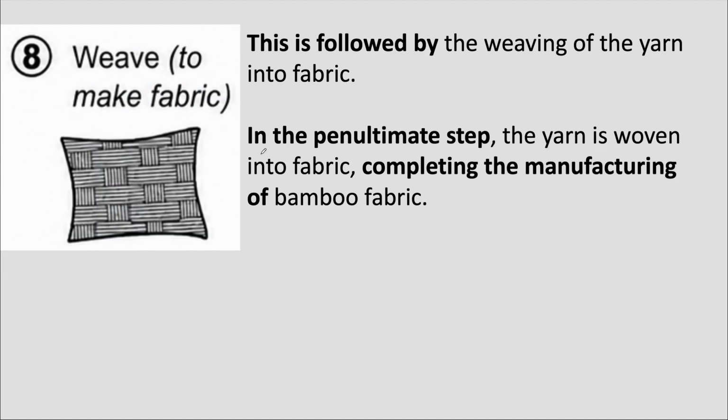The eighth step is weave to make fabric. The third form of the verb weave is woven. So we write, the yarn is woven into fabric. In the shorter version, we have started with the phrase, this is followed by, which is another useful way of connecting two steps. In the longer version, we have used the word penultimate, which means second last. We also add that this completes the manufacturing process of bamboo fabric.